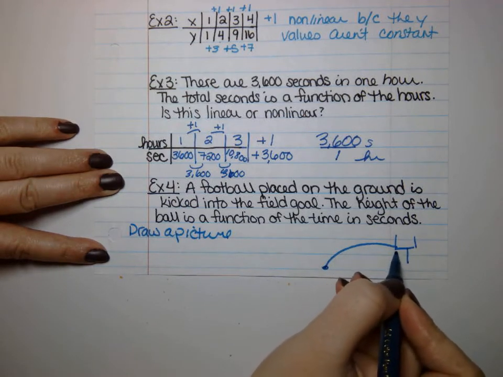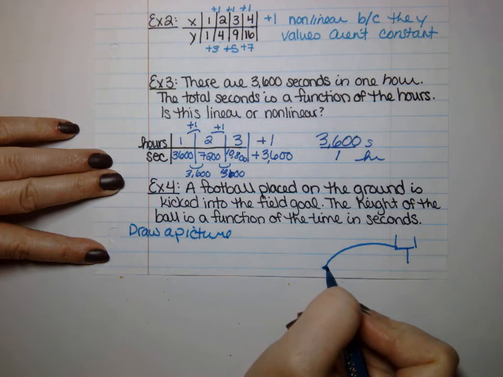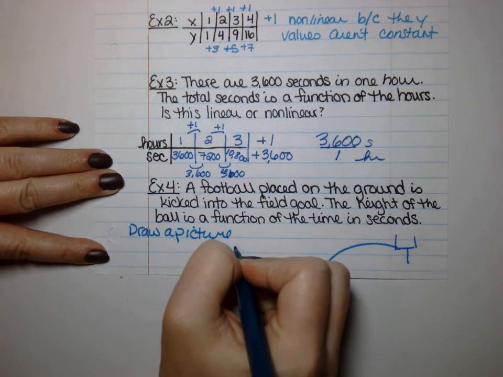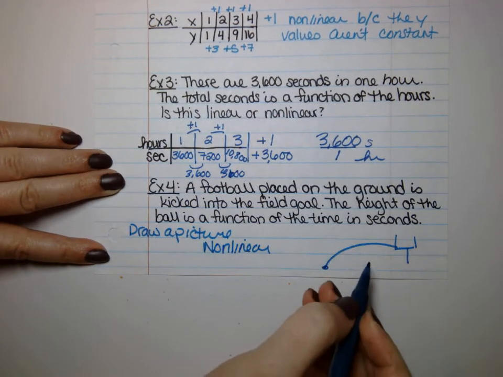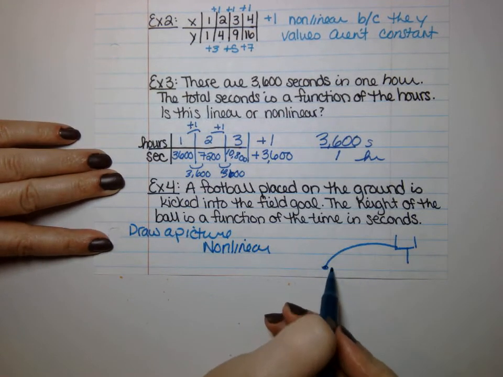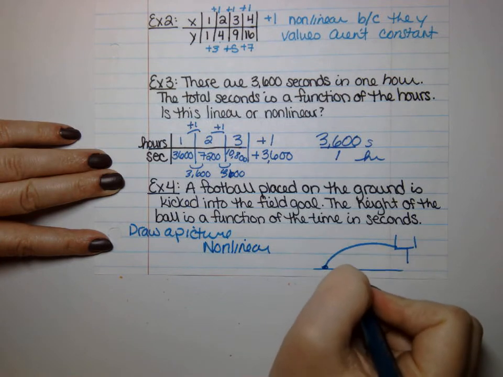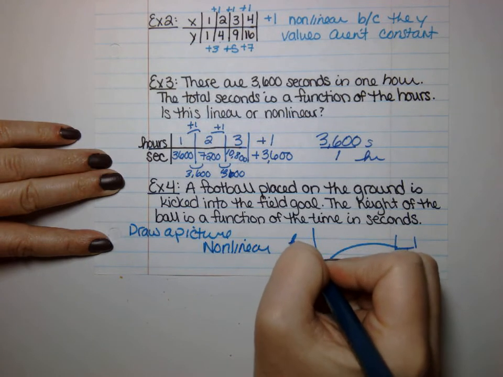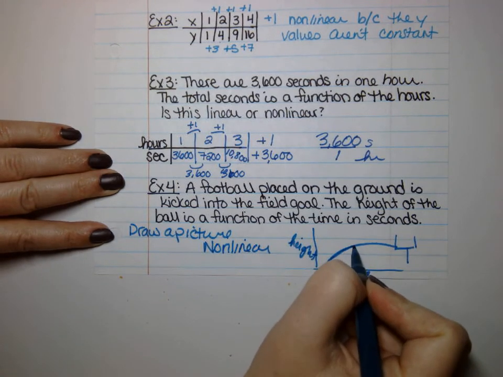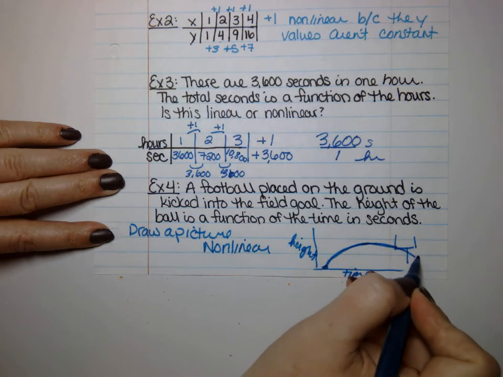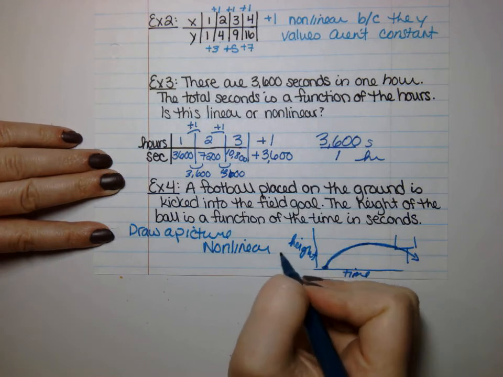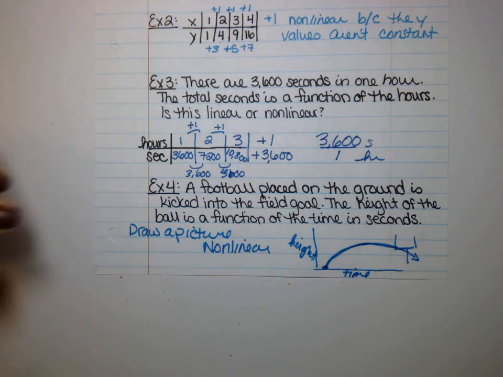is this a linear function? No, it does not form a straight line. So your answer is going to be no, or non-linear. It's not going to form a straight line. The reason for that is because if this is my time, and this is my height, at some point it's going to reach a maximum height and then it's going to start falling back down. So it actually makes this smooth arc, which is why we don't have a linear function for this problem.